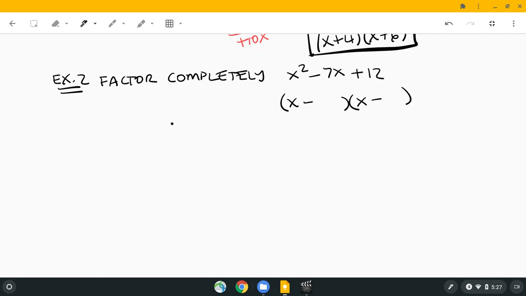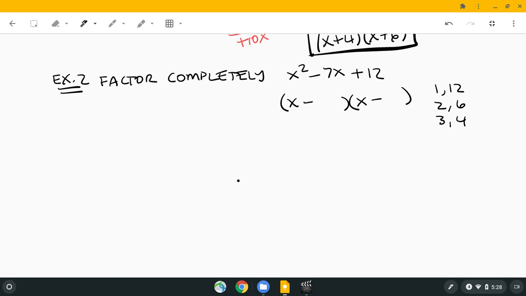So these are our choices: 1 times 12, 2 times 6, 3 times 4, and that's it. If you think you're lucky and you know which one it is, which one should we try first?